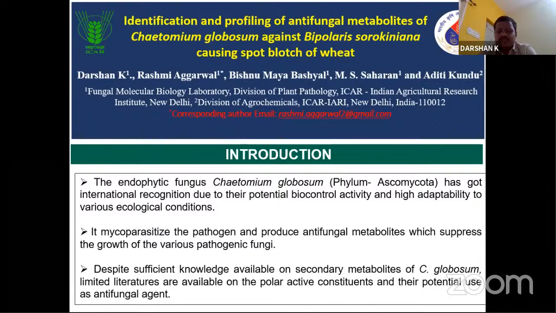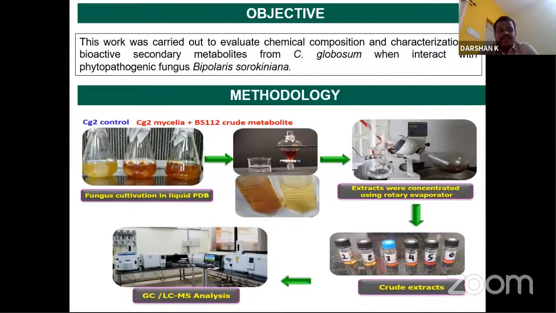With this, we formulated the objective: this work was carried out to evaluate the chemical composition and characterization of antifungal metabolites from Chaetomium when interacting with the phytopathogenic fungus Bipolaris sorokiniana. In the methodology, the fungus was grown in liquid potato dextrose broth, where separately the pathogen extracts were taken, and as controls only Chaetomium globosum and only crude extract metabolites. For the interaction, the Chaetomium globosum mycelia grown in potato dextrose broth were treated with the crude metabolites of the pathogen. Filtration was done, the extracts were concentrated using a rotary evaporator, dissolved in methanol, and sent for GCMS and LCMS analysis.